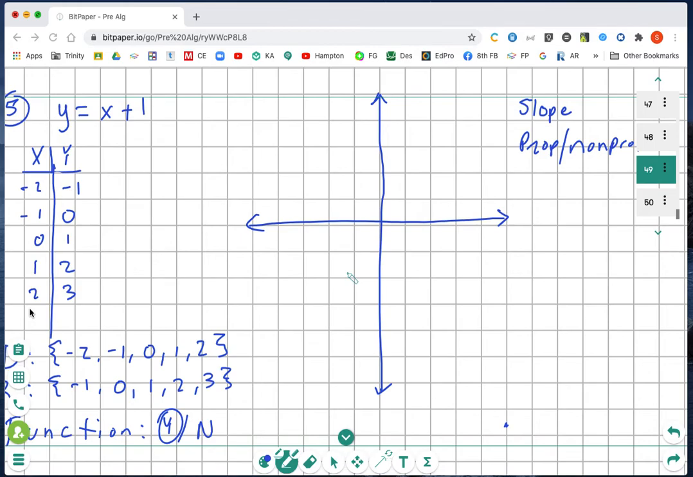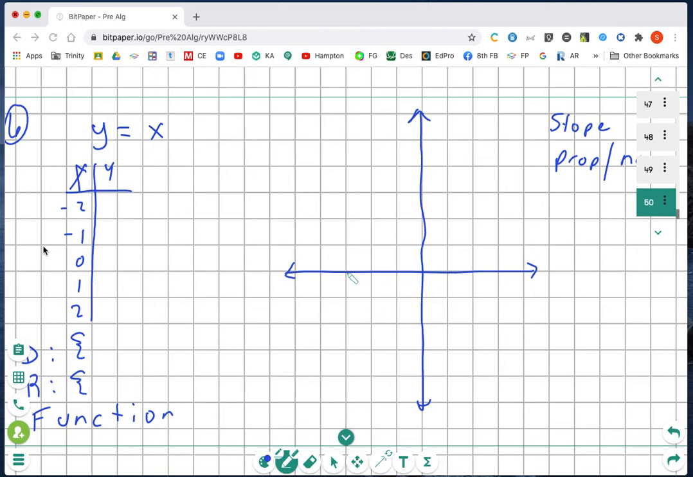Now I'm going to graph -2, -1, -1, 0, 0, 1, 1, 2, 2, 3. I'm going to draw my line. It's pointing up to heaven, so it's positive. It doesn't look like it's touching my origin, but I go over here and look at my ordered pair. My ordered pair is not 0, 0, so it's non-proportional.